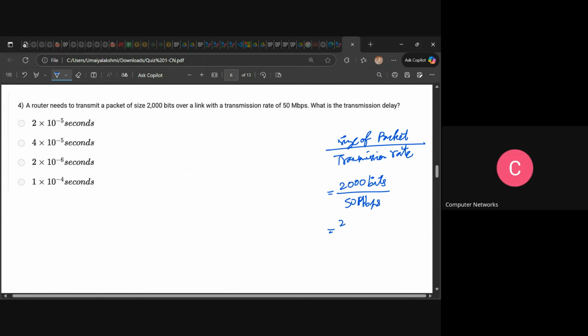In short form, you can write it as 2 into 10 to the power of 3, divided by 5 into 10 to the power of 7. So what will the answer be? We'll get 4 into 10 to the power of minus 5. Is that clear? For transmission delay, we take the size of the packet divided by the transmission rate. The packet size is 2000 bits, and the transmission rate is 50 Mbps, so we divide and get 4 into 10 to the power of minus 5. That's it.